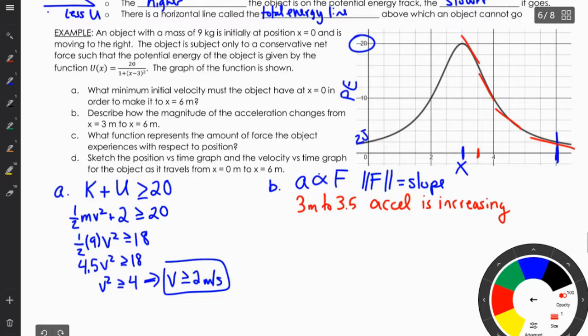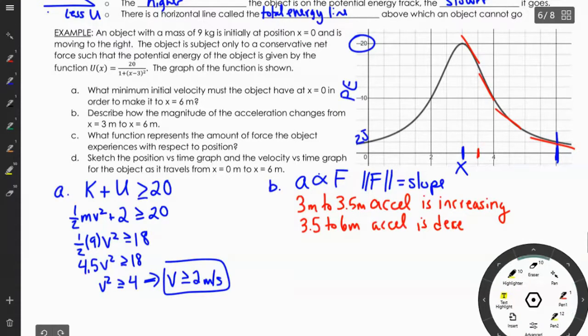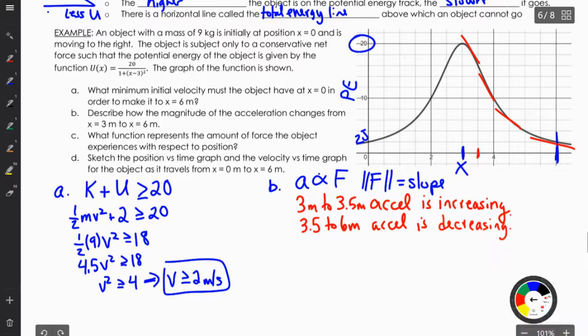And then from the rest of the way, if I look at the lines I drew, my slope is starting to decrease, which means my force and acceleration are also decreasing. And so from 3.5 to 6 meters, the acceleration would decrease. Okay, so that's what's happening. So you notice that it's kind of like a mixed bag. Part of the time the acceleration will increase, part of the time it will actually decrease.